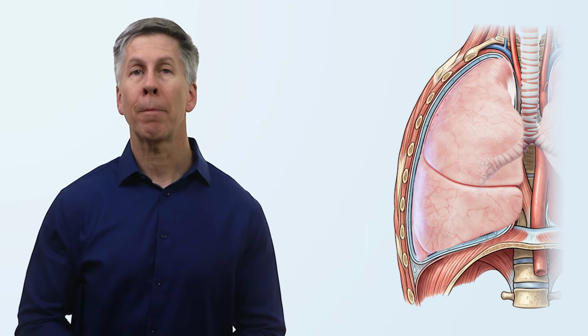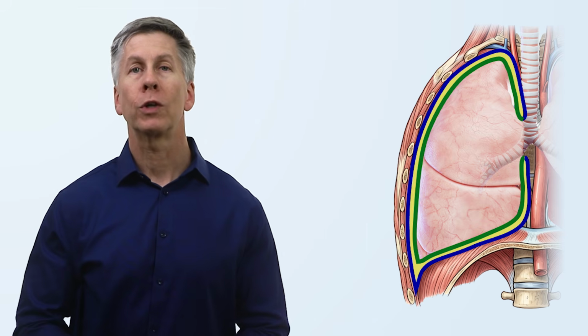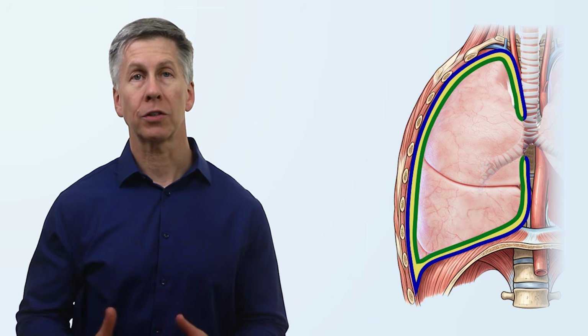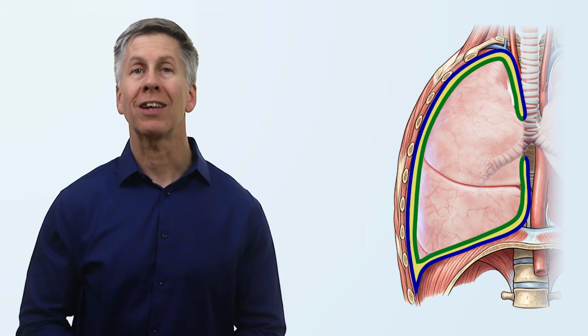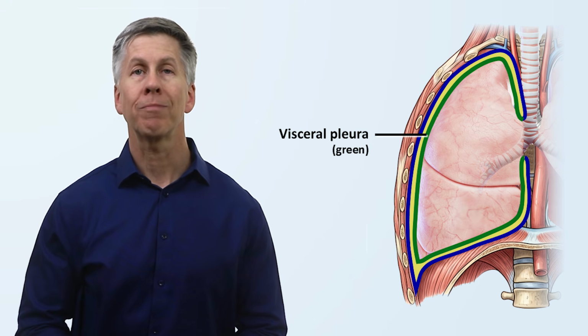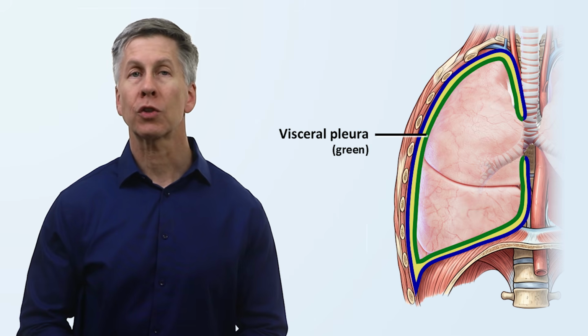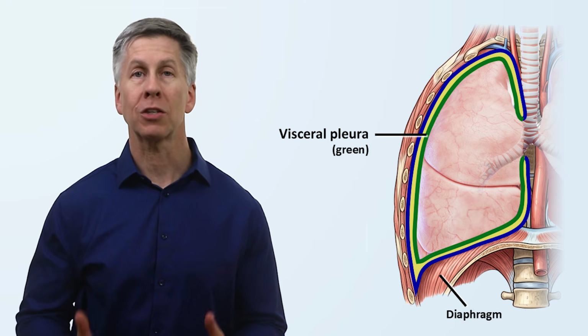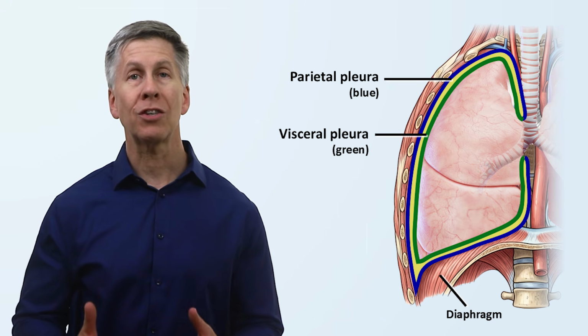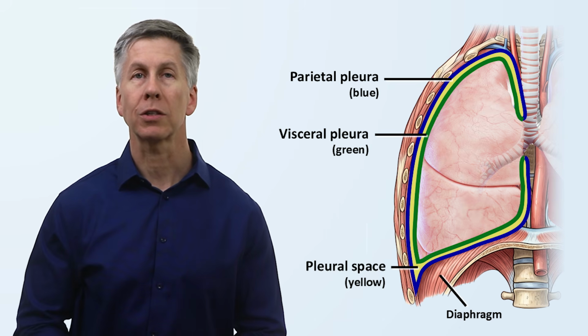Moving back outward, each lung is covered by a thin membrane called the pleura, which is folded in on itself at the hilum to form two distinct layers. The inner layer, immediately adjacent to the lung, is called the visceral pleura, shown in green. The outer layer lining the chest wall, diaphragm, and mediastinum is the parietal pleura, shown here in blue. The potential space between these two layers is the pleural space.